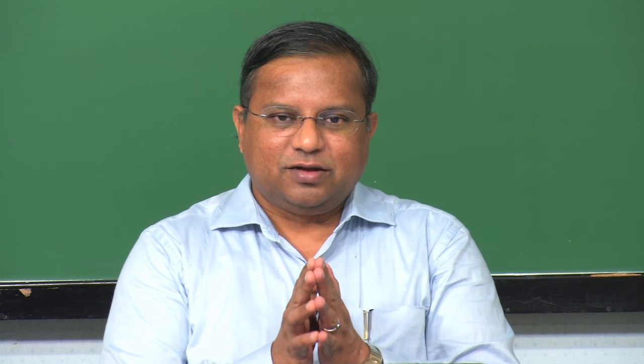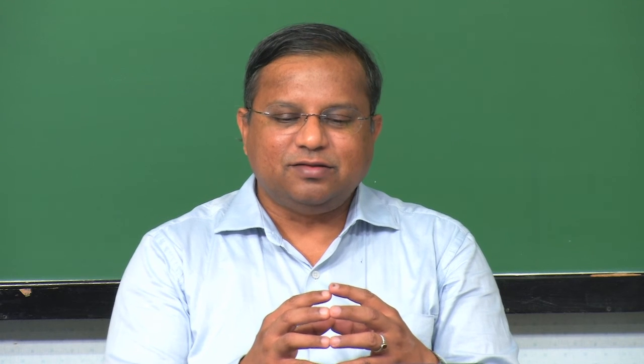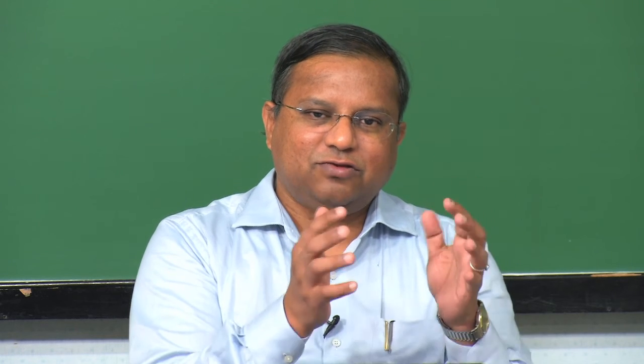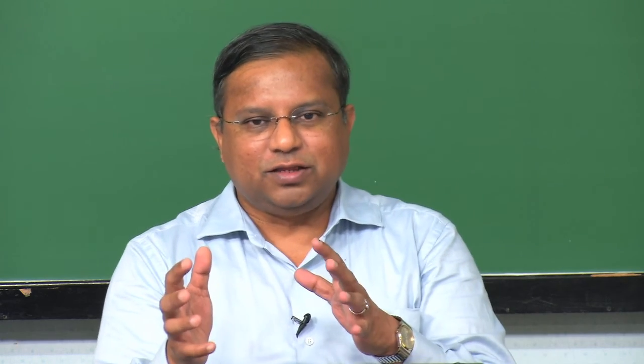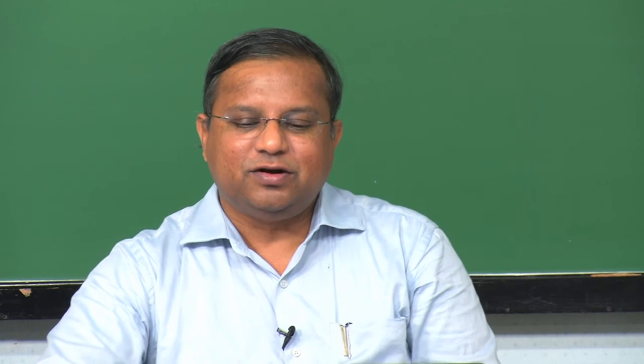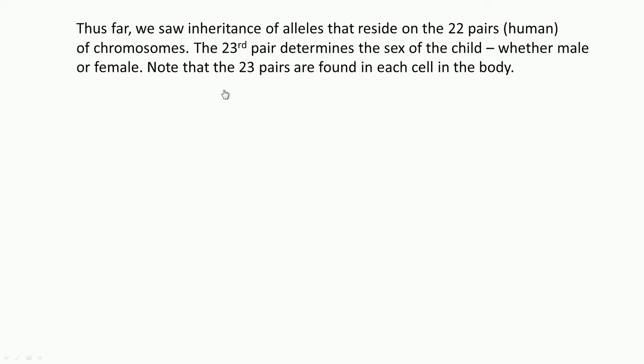Whatever we have seen so far is valid for a certain kind of inheritance. It is for the inheritance of alleles that reside on the 22 pairs of human chromosomes. The 23rd pair, XY, if you recall, determines the sex of the child, whether it is a male or a female. And the 23 pairs are found in each cell in each body, that you already know. Whatever we have seen so far is valid if the allele sits on the first 22 chromosomes, not the 23rd. If it sits on the sex chromosomes, then things are going to be different. And let us see how the things become different if the allele sits on the sex chromosome.